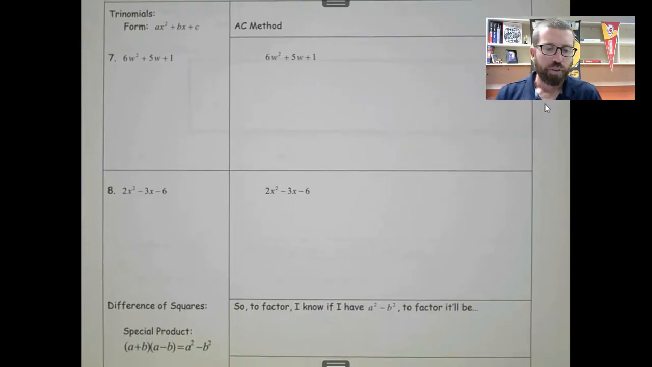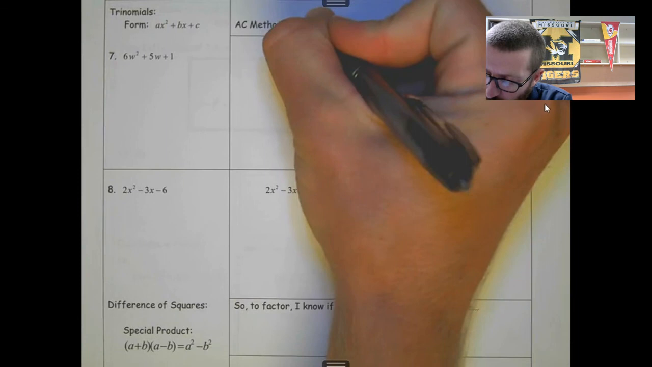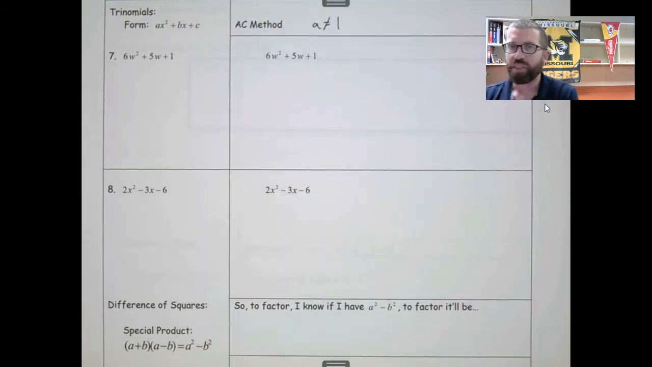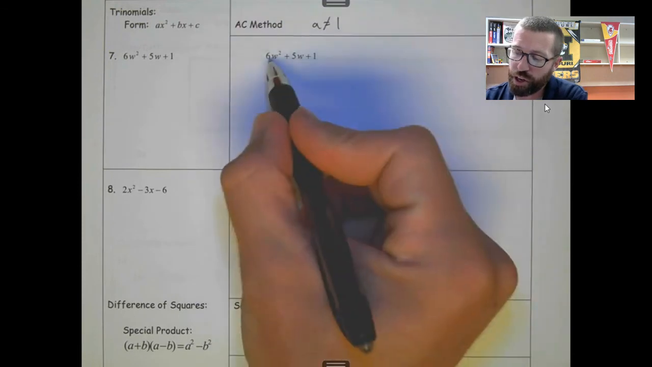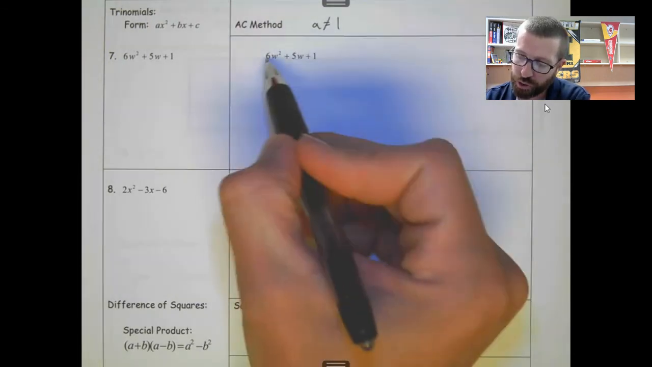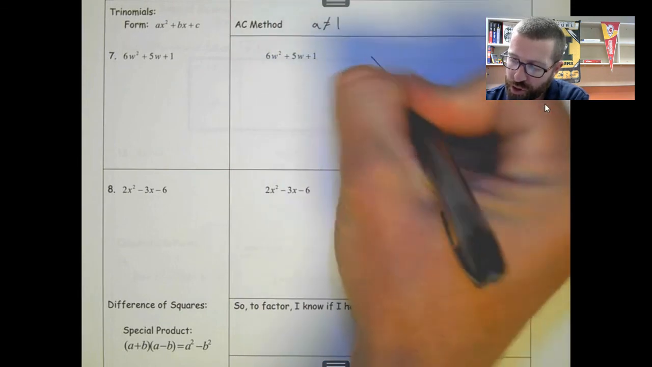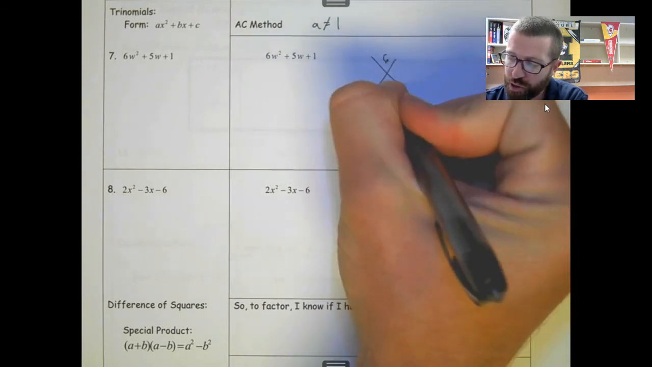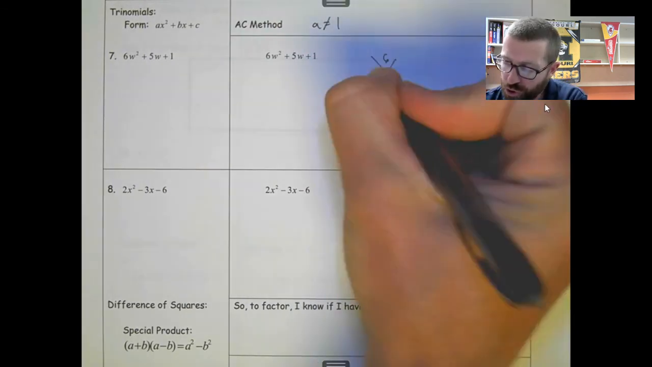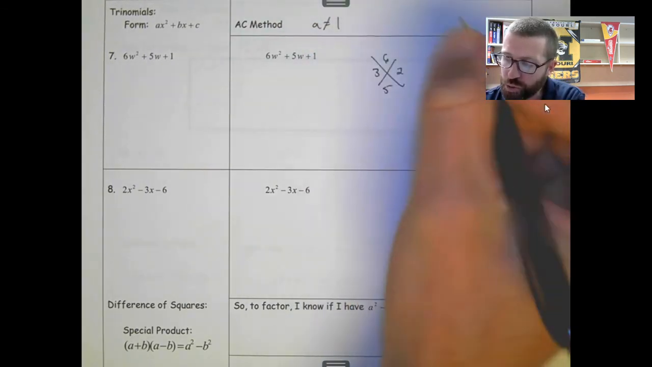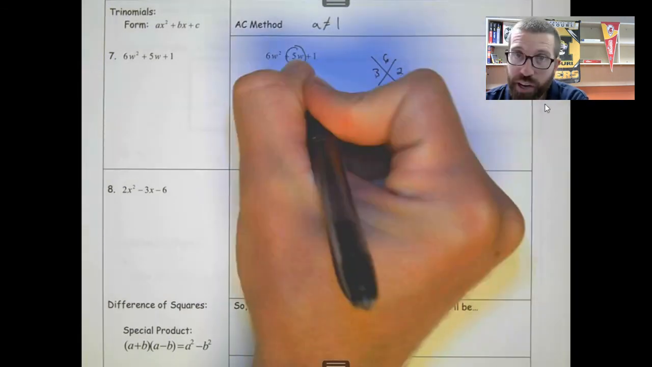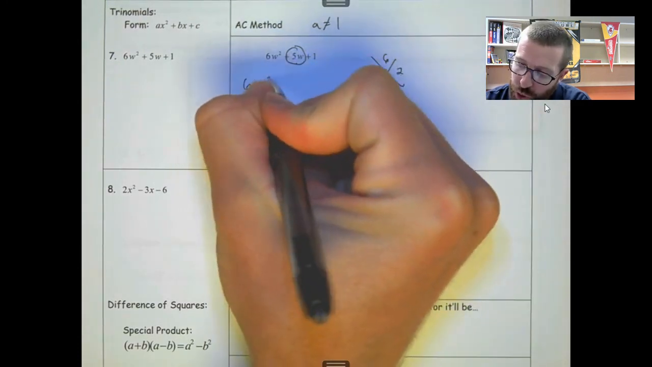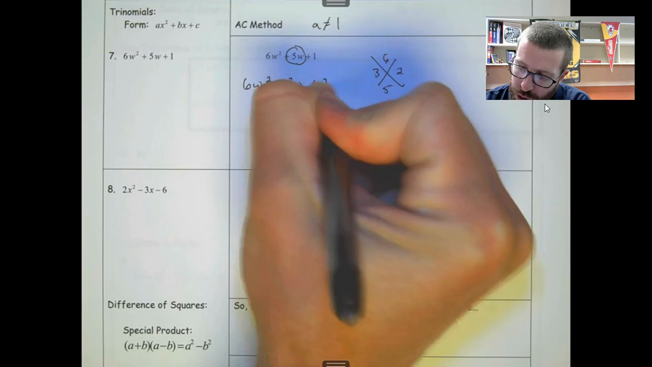Okay, with trinomials where a is not equal to 1, we have to do a longer method. There's a few different ways to do this. We'll do one way, but you can also guess and check on this too. You're going to do the same thing as before. You're going to multiply a times c, but this time it's 6 times 1, so it's 6, and they multiply to 6 and add to 5. And so you find those two numbers, and that's plus 3 and 2. Then you're going to take this term and rewrite it, because 3 plus 2 is 5. So you can rewrite this as 6w squared plus 3w plus 2w plus 1.